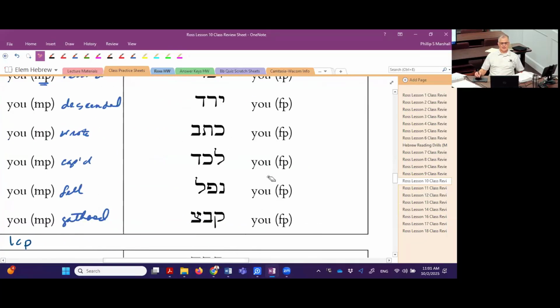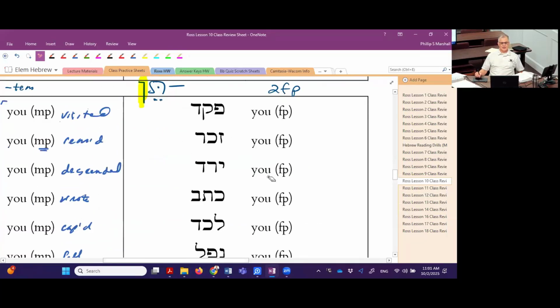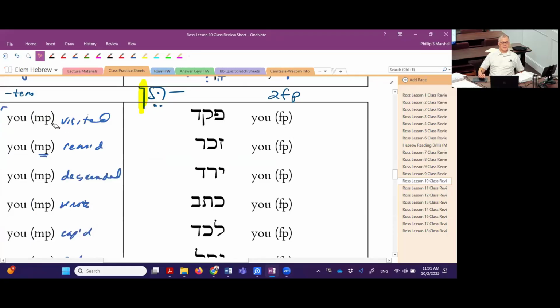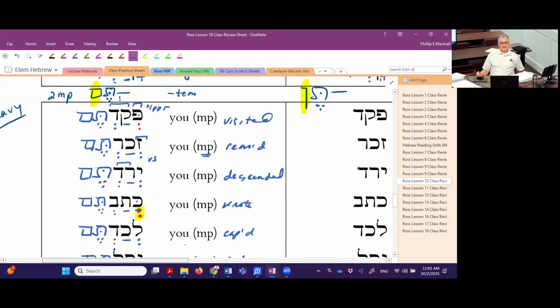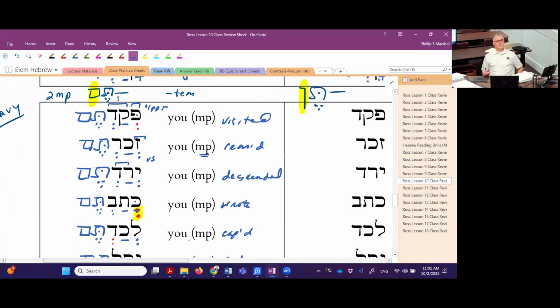Now let's go over here. We're doing the same drill, but the ending is not masculine plural, but feminine plural. So it's 2FP. What's the difference between 2MP and 2FP? They're almost the same, just the final consonant. Tem versus ten. How will we remember? M for masculine. Tem, masculine. And then ten for not masculine.